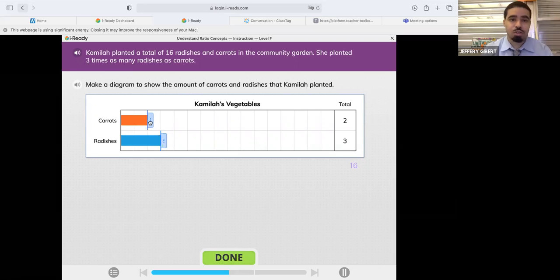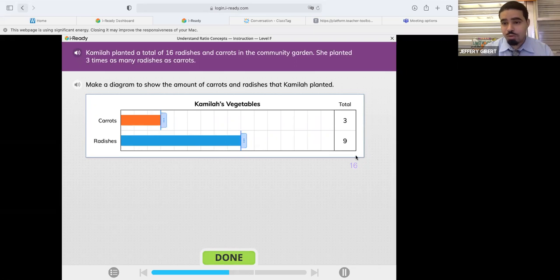So we have another carrot. What's 2 times 3? 6. That means we need to have 6 radishes. But we only got 8 here. We need 16. So let's try another carrot. So now we got 3 carrots. So what's 3 times 3? 9. All right, so let's move this to 9.